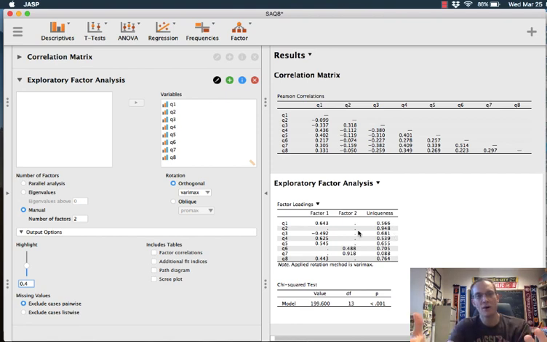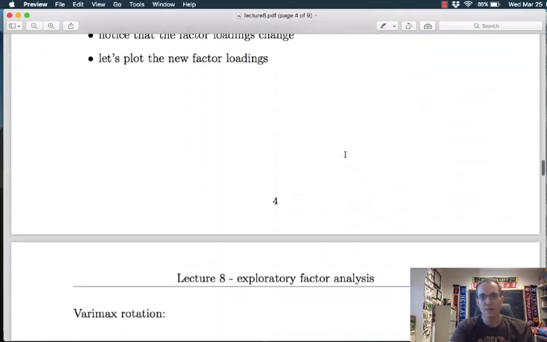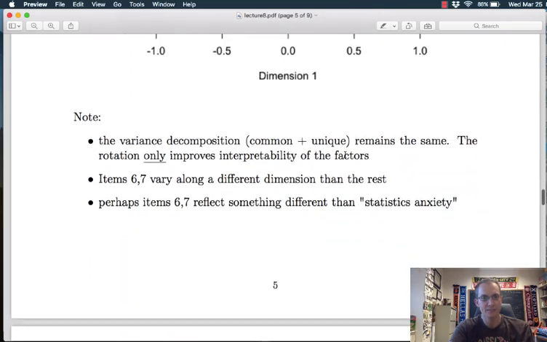This is sort of by default what JASP will give you. It will give you this sort of structure that you can then begin to see in your factor analysis. So let's go back and just kind of catch up with where we are, and then we'll finish up with 1 or 2 extra things.